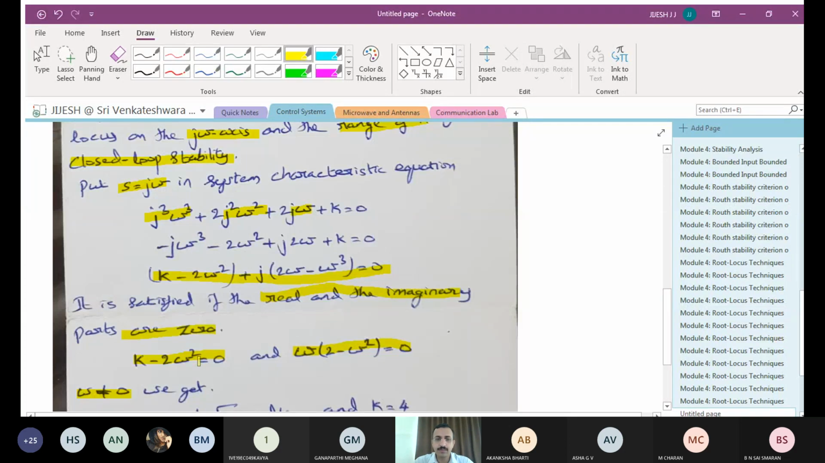So you can just try this out and let us know what is the value of k and omega you are going to obtain.